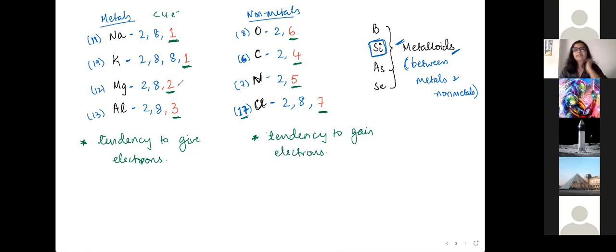Okay, so that is the most basic difference between metals and non-metals. The property that makes metals metallic is the fact that they are able to give electrons easily, and non-metals tend to either gain electrons or share electrons. Like they cannot give electrons at all.